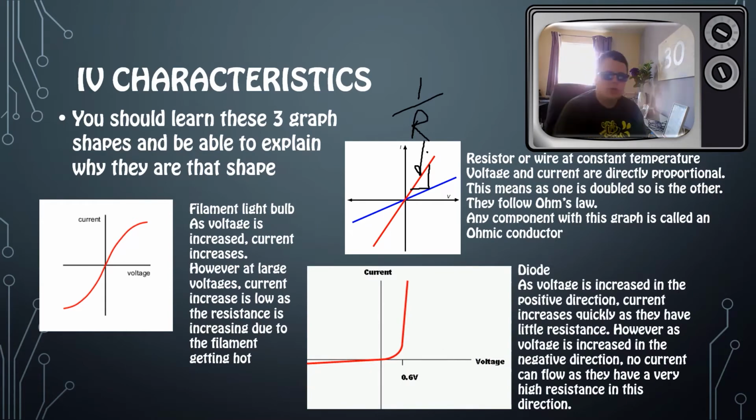And a diode. So diodes are very special components, and as voltage is increased in the positive direction, the current quickly increases because they've got very little resistance. However, if we put a negative voltage across them, no current flows. They are designed to only allow current to flow in one direction. So that's our diode graph.